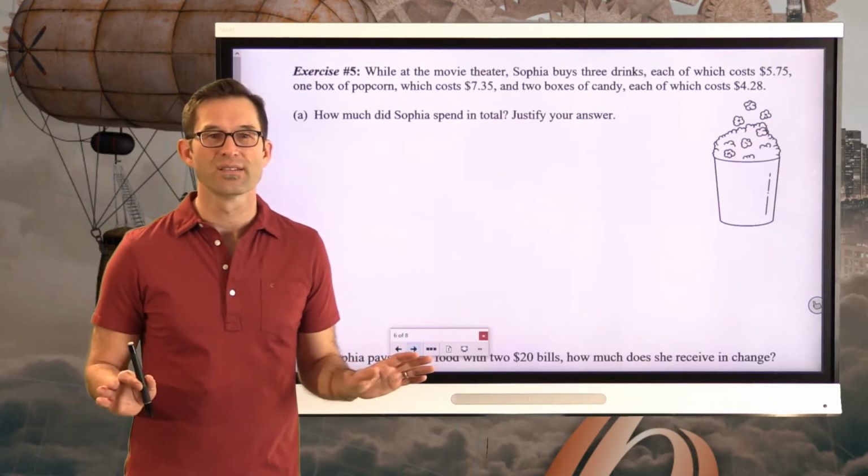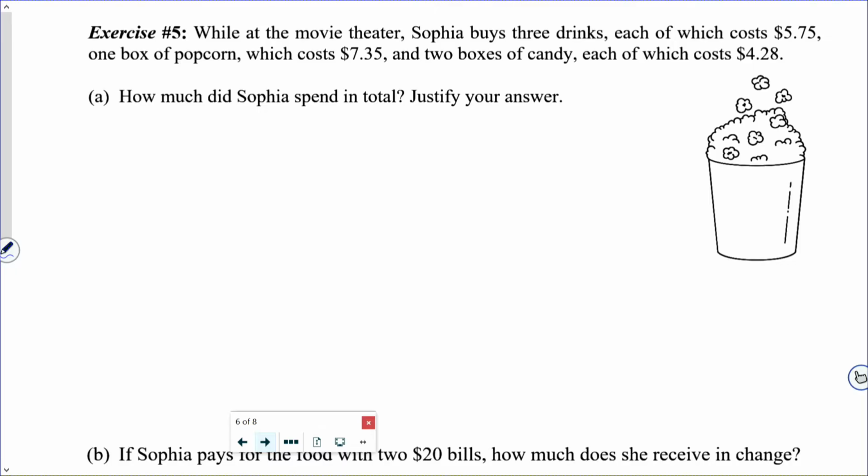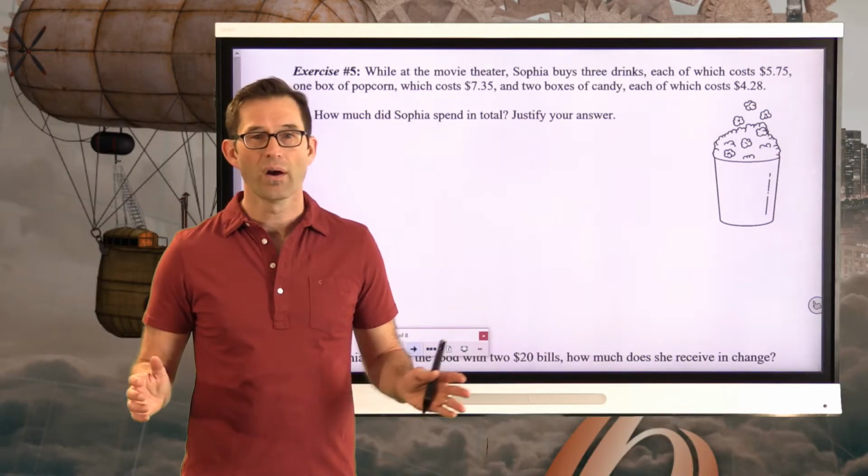Let's see what exercise number 5 has for us. While at the movie theater, Sophia buys 3 drinks, each of which cost $5.75, 1 box of popcorn, which costs $7.35, and 2 boxes of candy, each of which cost $4.28. Letter A asks us, very understandably, how much did Sophia spend in total? Justify your answer.